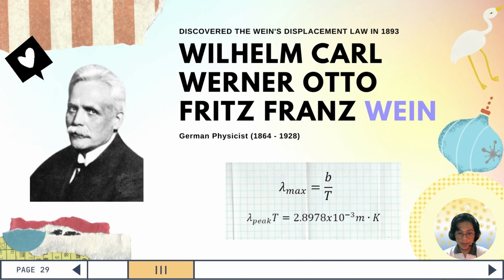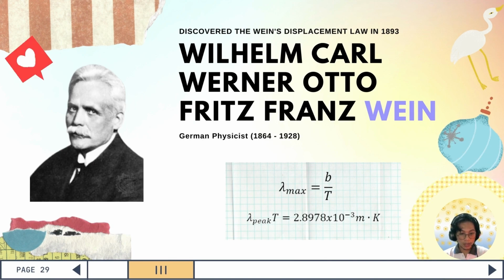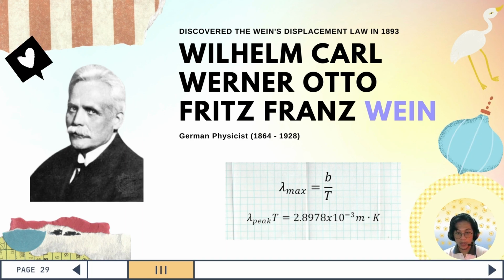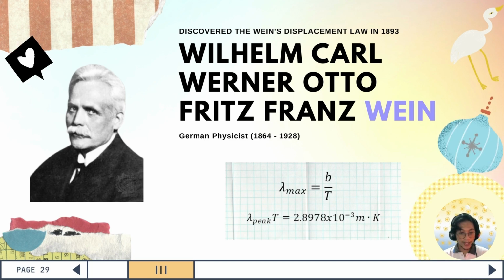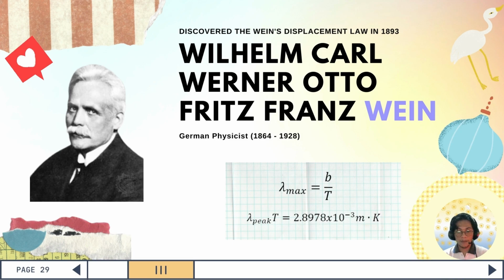Here, the product of the peak wavelength and the temperature is found to be a constant, given by the constant of proportionality B, which is equivalent to 2.8978 times 10 raised to negative 3 meter Kelvin. This law was discovered by the German physicist Wilhelm Wien and has proven useful for determining the temperatures of hot radiant objects, such as stars, and indeed of any radiant object whose temperature is far above that of its surroundings.